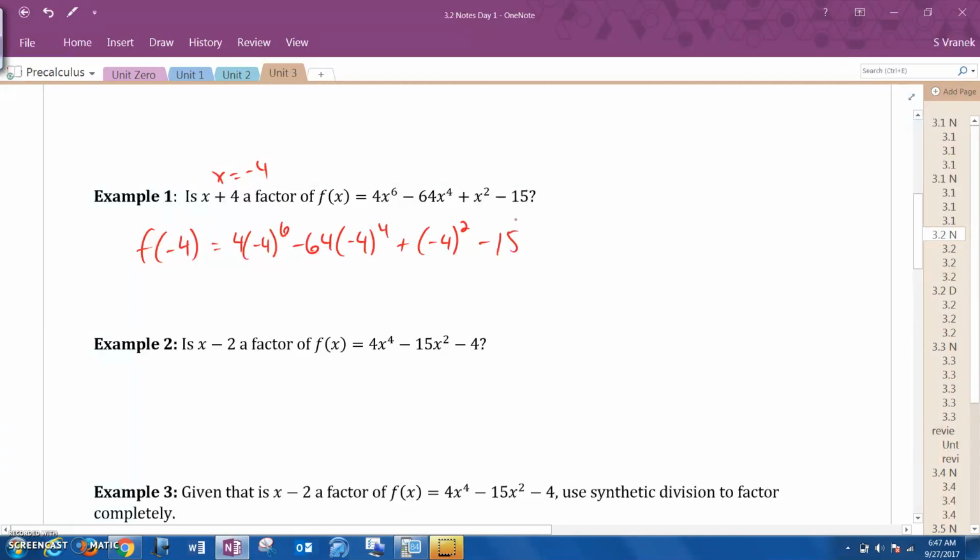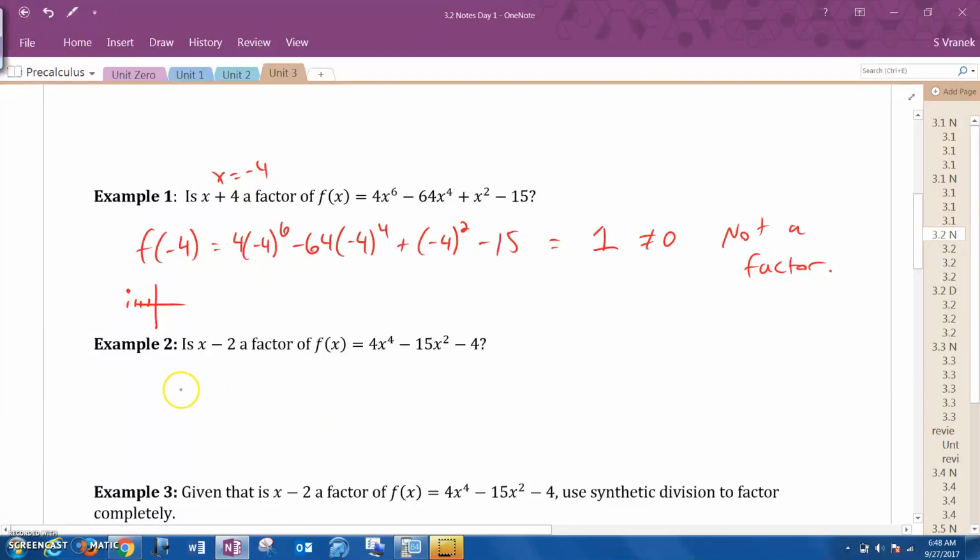So at this point you would use your calculator, because these are big numbers, type it all in, and what you get is that the value is 1. So this means that if you divide by this, you get a remainder of 1, which means it is not a factor, because it's not equal to 0. Negative 4 is not a 0. This is not a factor. What you found out is that if you put negative 4 in, you get a 1 out for the y. In order for it to be a factor, you have to get 0 out.